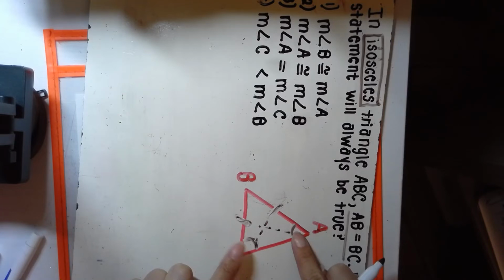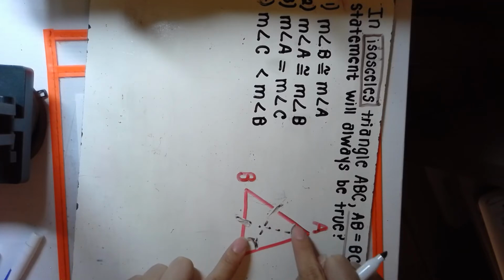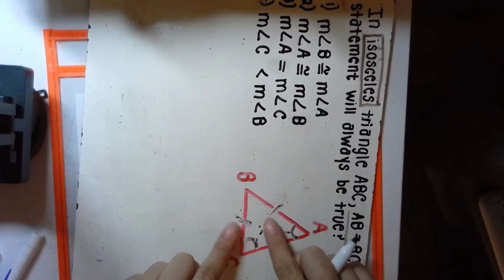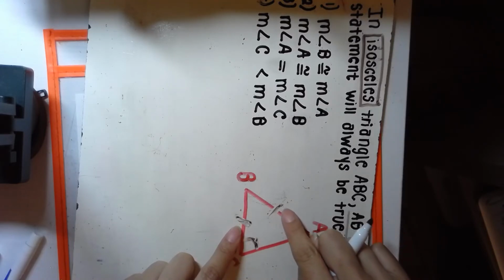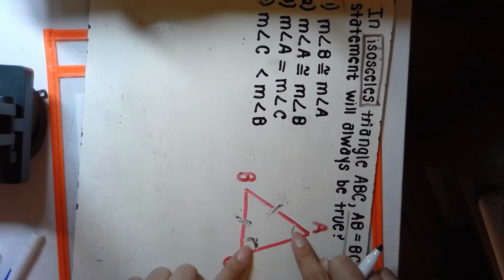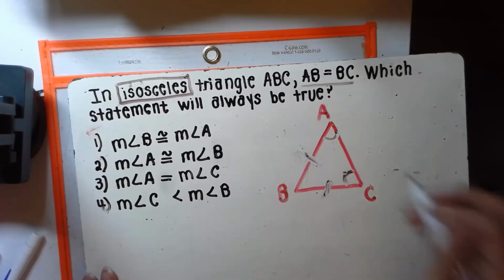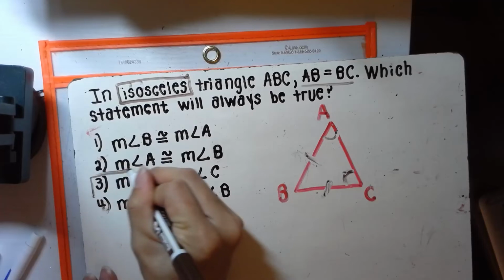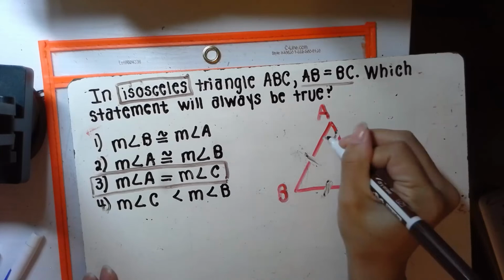So again, in an isosceles triangle, we have two segments that are congruent and two angles that are congruent. And sometimes I like to also show it as just going down the segment, dropping it down to see that those two angles are congruent. Okay, so it's going to be angle A and angle C. That makes it choice 3. So measure angle A is equal to measure angle C.